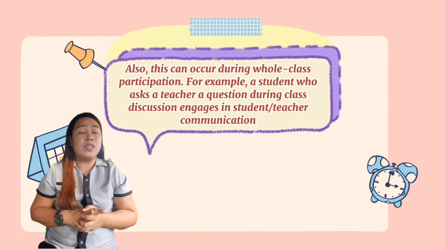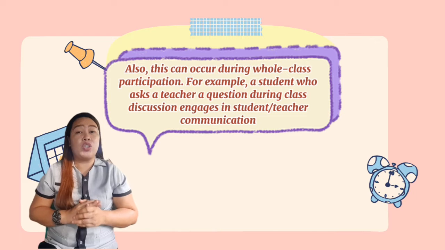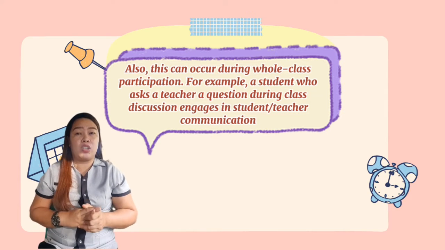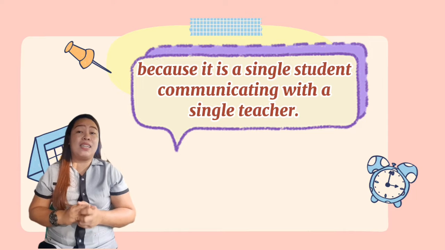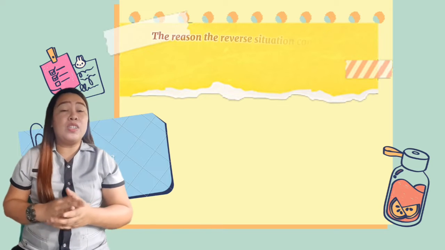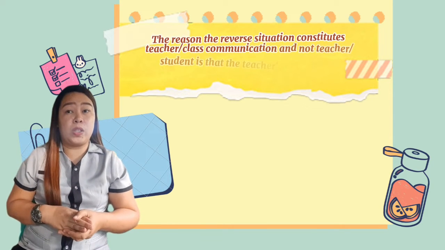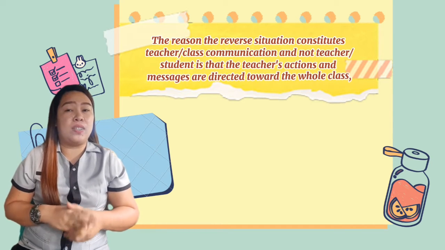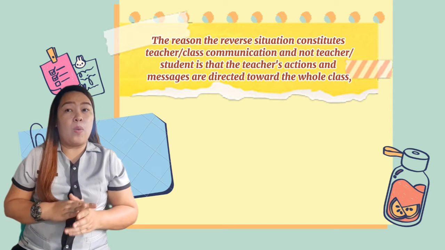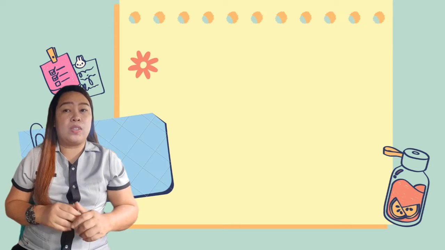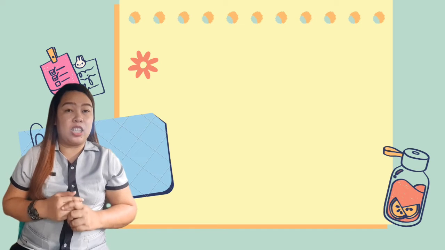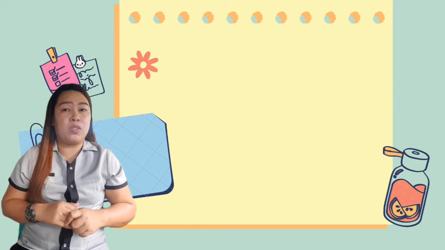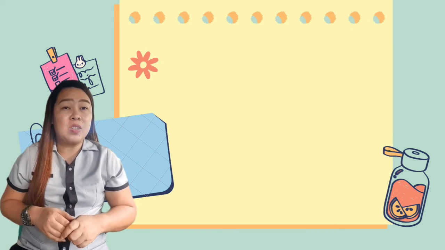For example, a student who asks a teacher a question during discussion engages in student-teacher communication because it is a single student communicating with a single teacher. The reason the reverse situation constitutes teacher-class communication and not teacher-student is that the teacher's actions and messages are directed toward the whole class, while the student's questions here are only directed at the teacher. When students write emails to their teacher on graded assignments, this constitutes a written form of student-teacher communication.